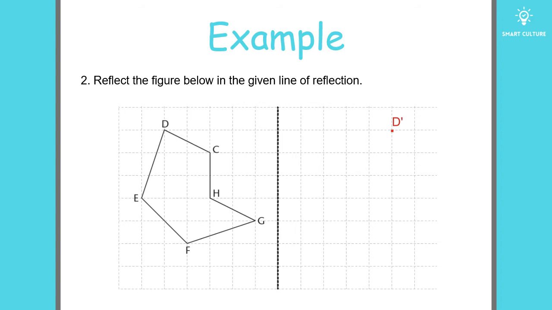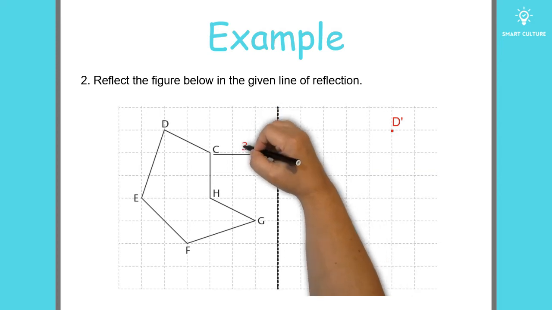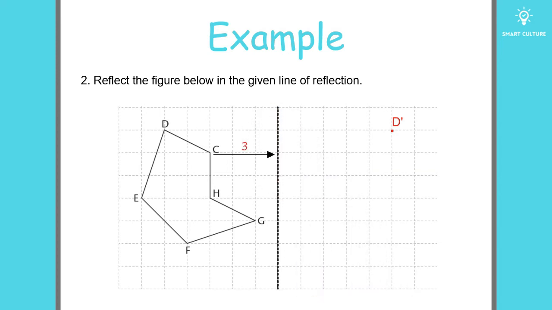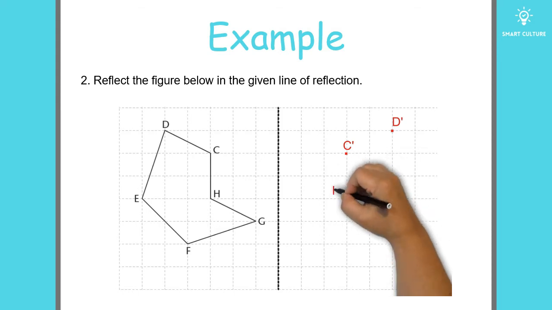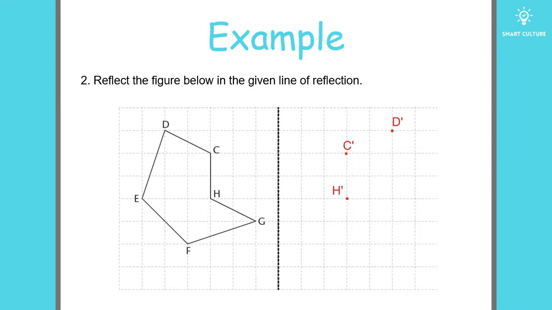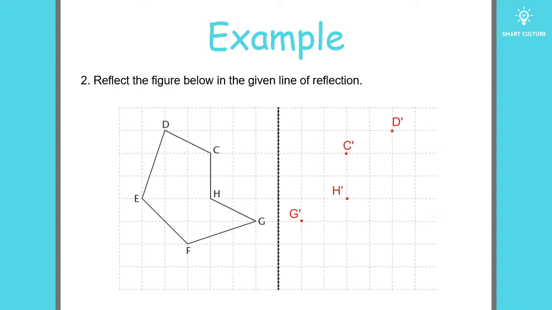Let's move on to point C. You'll see that it is 3 units away from the line of reflection. So this is the image of point C. Let's move on to point H. This is the image of point H. You'll see that point G is only 1 unit away from the line of reflection. F is actually 4 units away from the line of reflection. And then lastly, point E. So this is the image of point E.